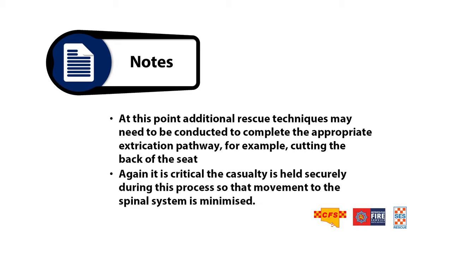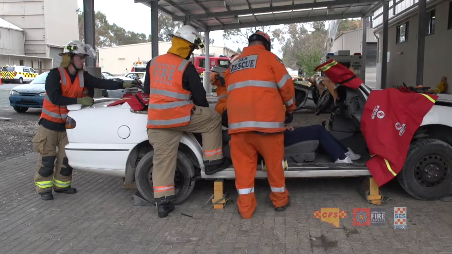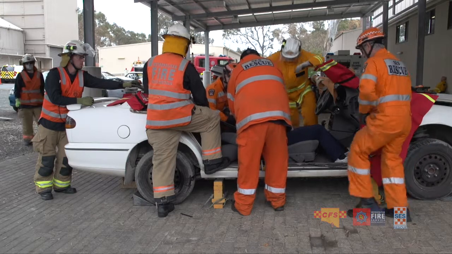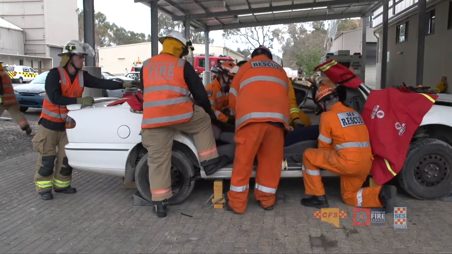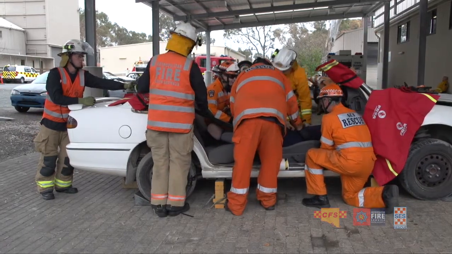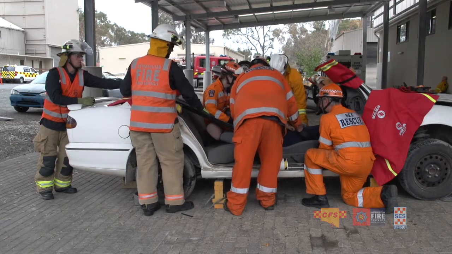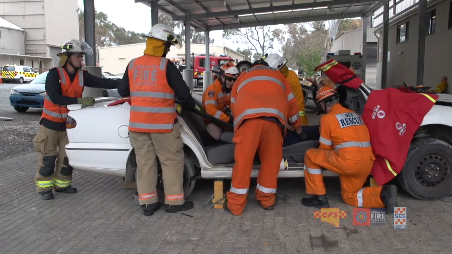Again, it is critical the casualty is held securely during this process so that movement to the spinal system is minimized. To relocate the casualty completely onto the spinal board, additional crew members must be brought in to spread the manual lifting workload. Evenly space the crew members along both sides of the spinal board as soon as practicable.